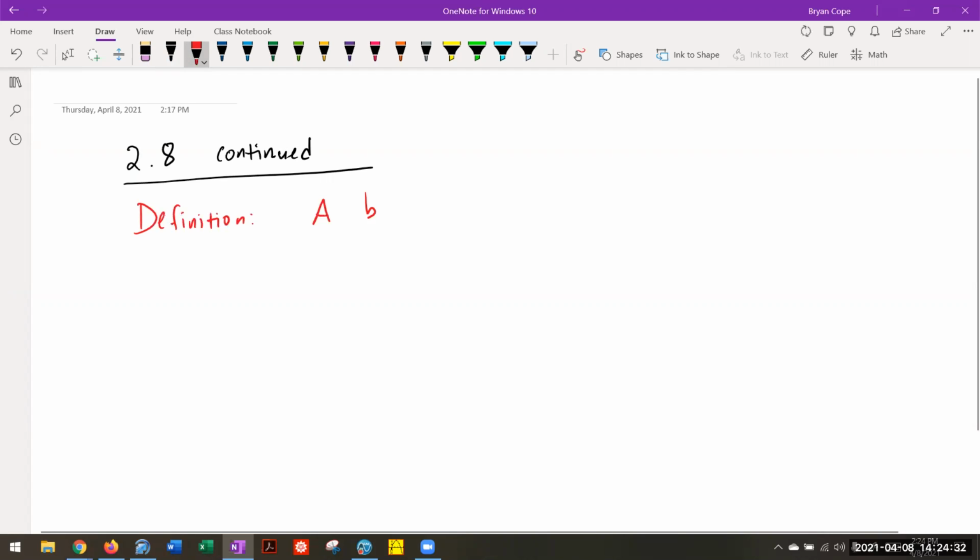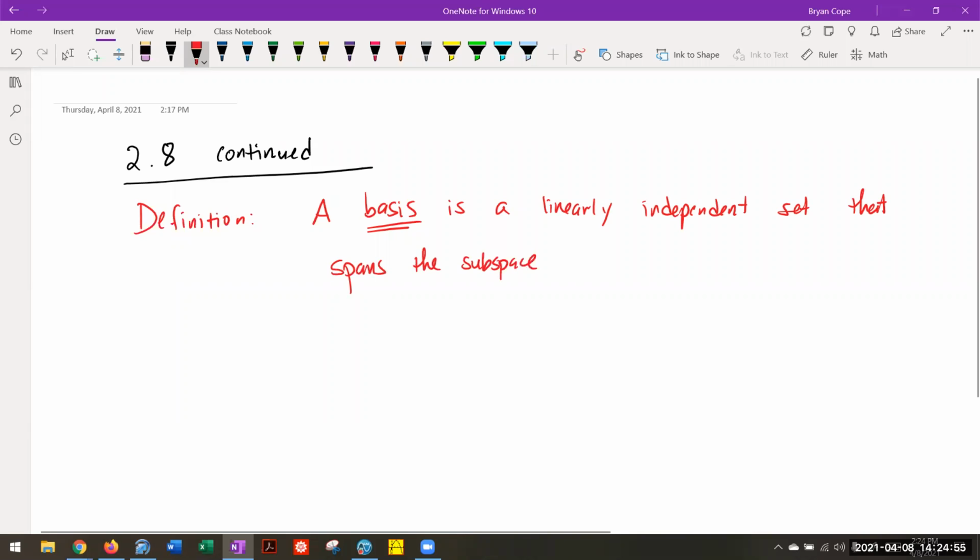All right, so a basis, that's the thing we're defining, is a linearly independent set that spans the subspace H. A basis is a linearly independent set that spans the subspace H.